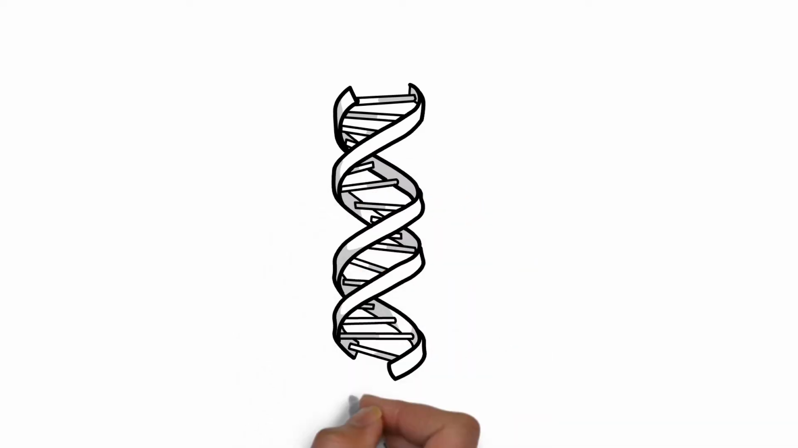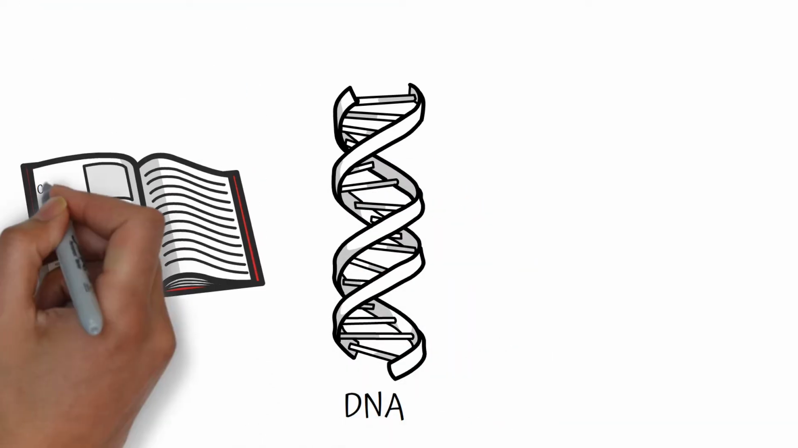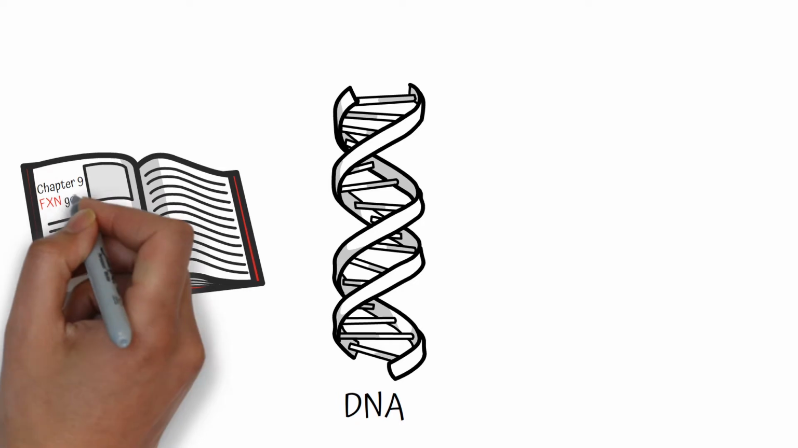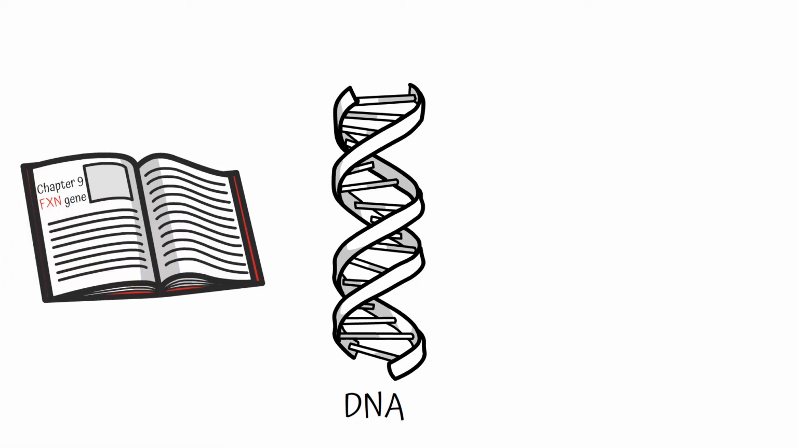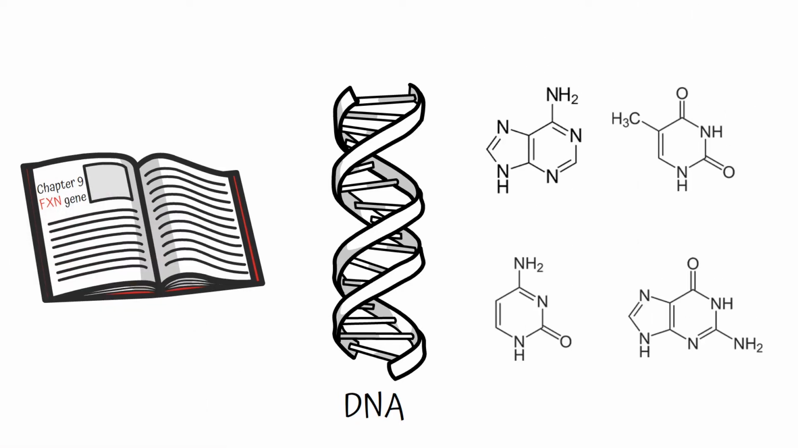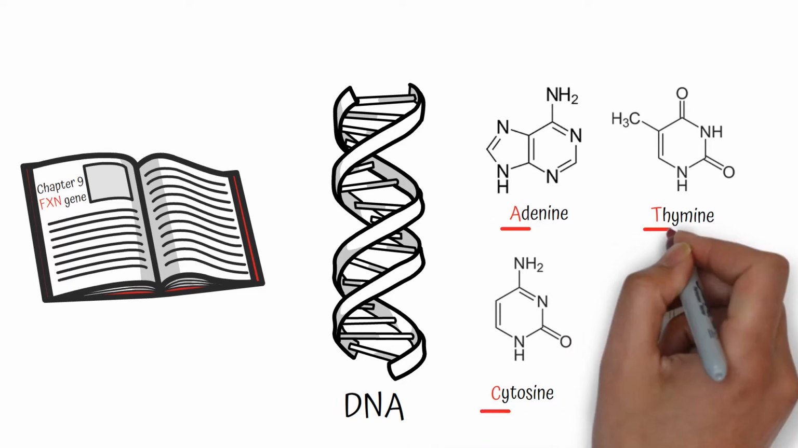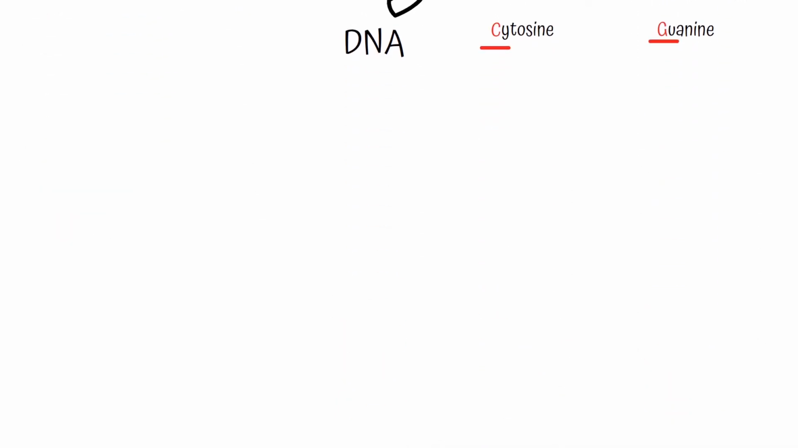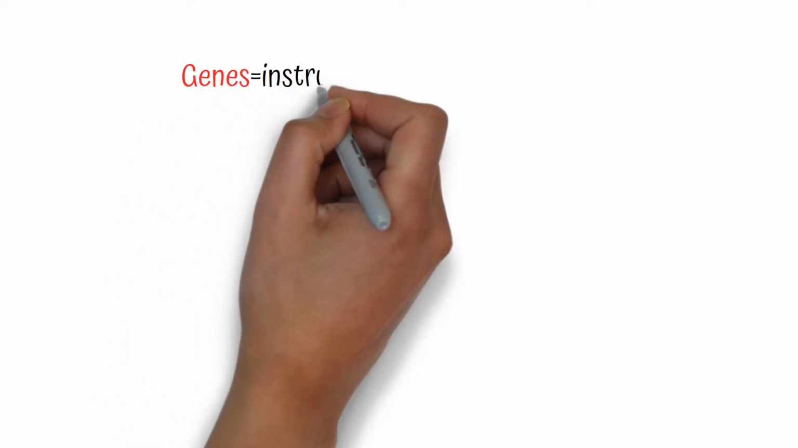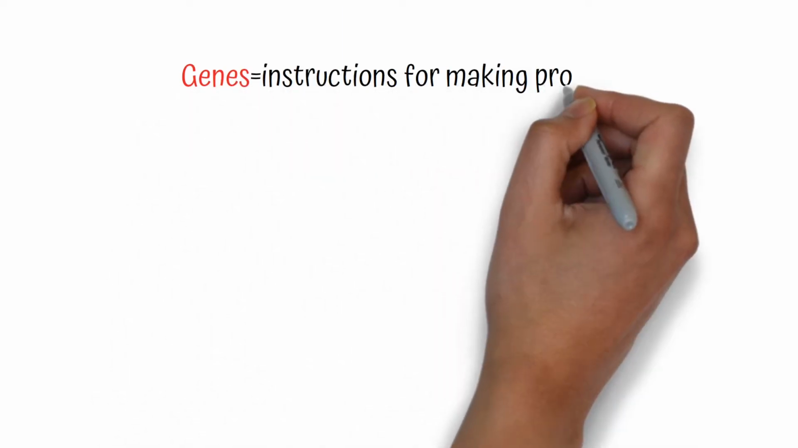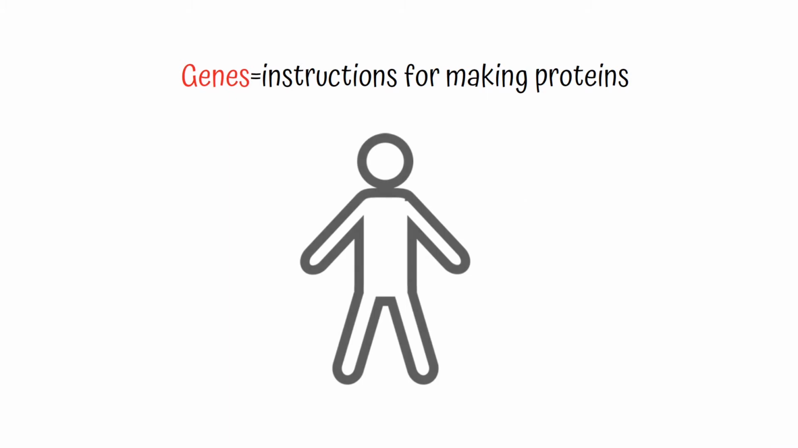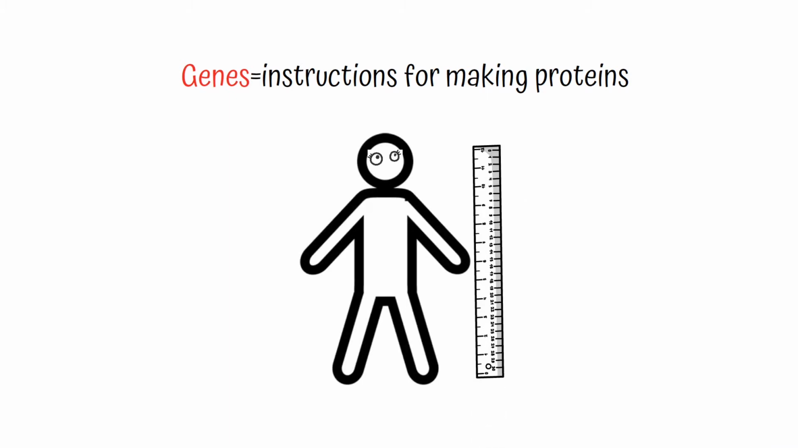is the instruction manual of the body, and each chapter with a unique function is a gene. The DNA in genes is made of four simple DNA building blocks, abbreviated with the letters A, G, C, and T. Genes direct the production of proteins that build our bodies, help them function, and determine our traits, like how tall we are or the color of our eyes.